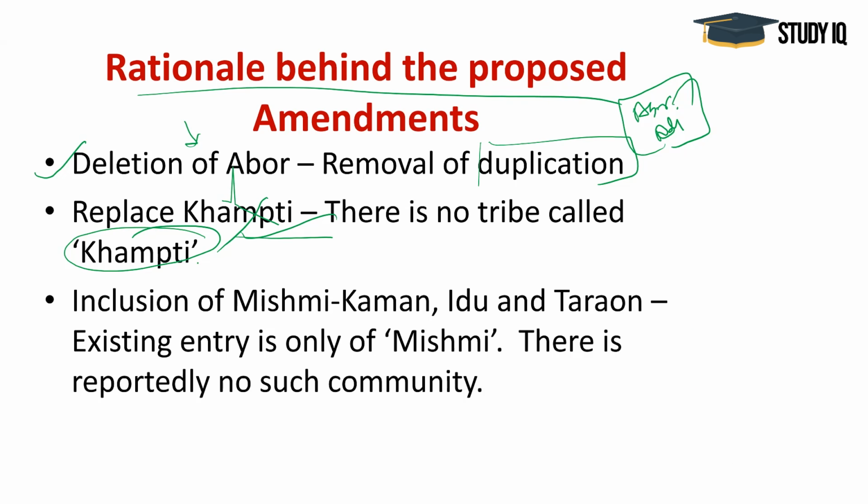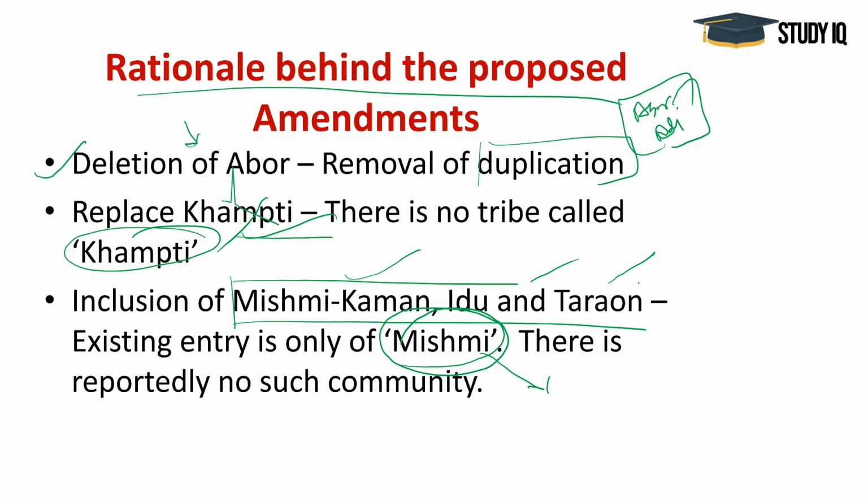Now they are including some tribes like these 3, because the existing entry is only of Mishmi, but under Mishmi there were many other tribes also like Kaman, Idu and Tarau. So there is no reported community named as Mishmi. There are these 3. So therefore they have included these 3 tribes into the ST list.